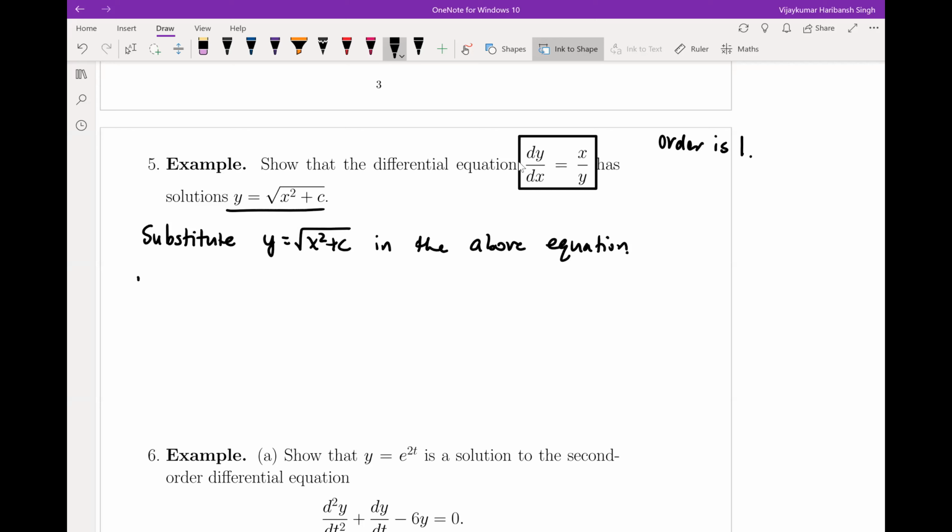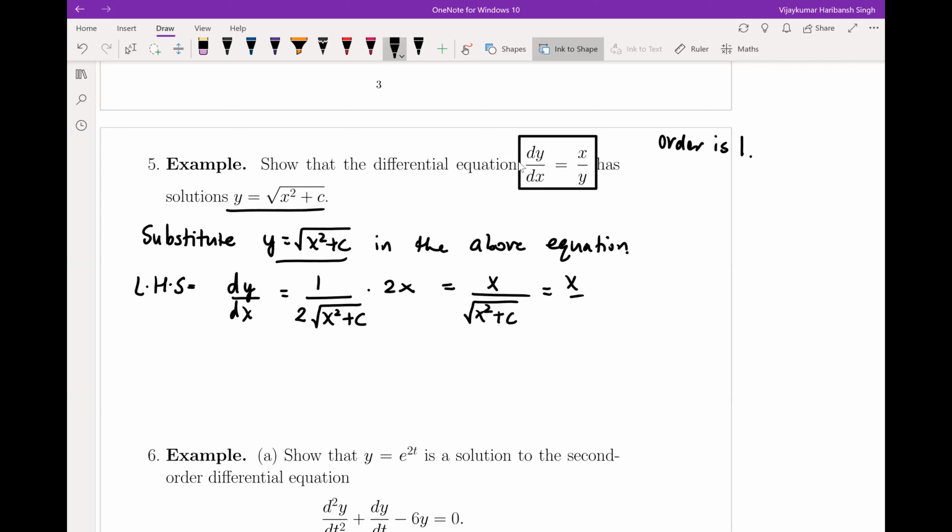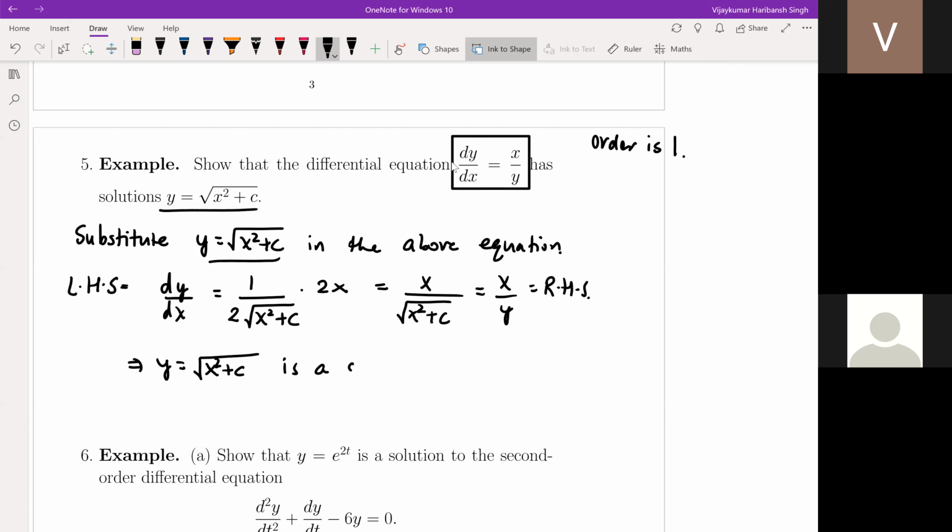So we get LHS is dy by dx, which is going to be, the derivative of this is 1 by 2 square root of x squared plus c multiplied by the derivative of the inside, which is 2x. This gives x upon square root of x squared plus c, which is x over y, which is RHS. So therefore, this implies y equals square root of x squared plus c is a solution.